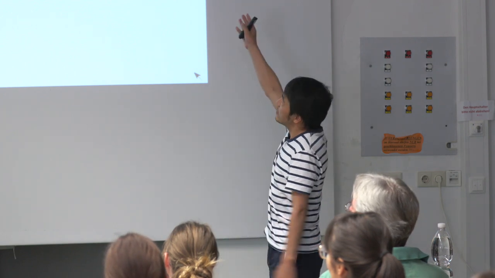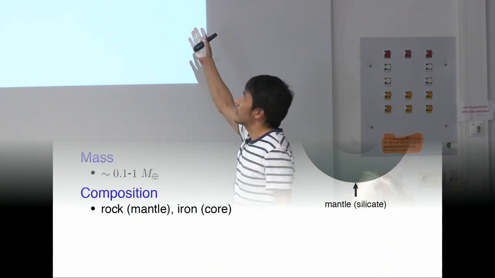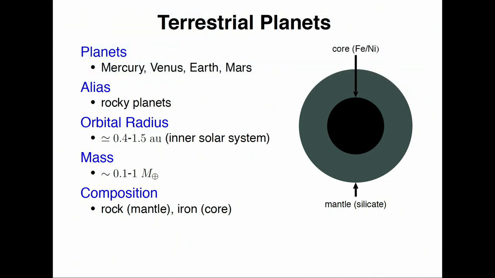And this on the right is the cross-section of a typical terrestrial planet. Very roughly speaking, it consists of two layers. In the center we have the core, consisting mainly of iron and maybe some nickel and some light elements. Surrounding it is the mantle, which is mainly silicates. And this rock to iron, or mantle to core, ratio in mass is different from planet to planet.